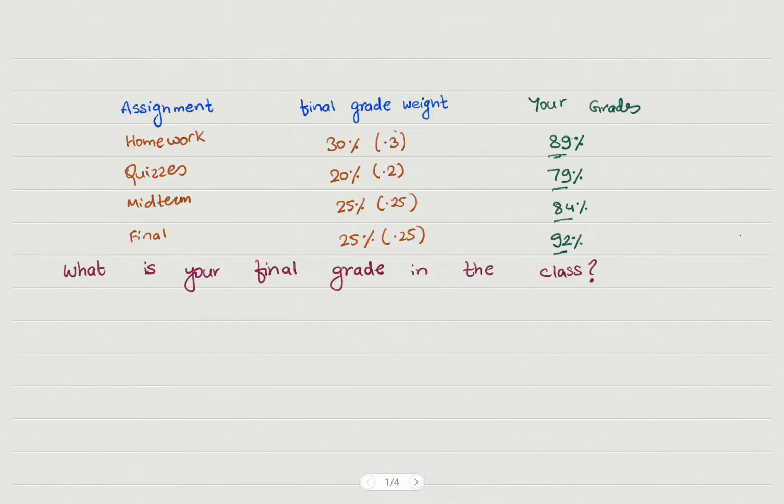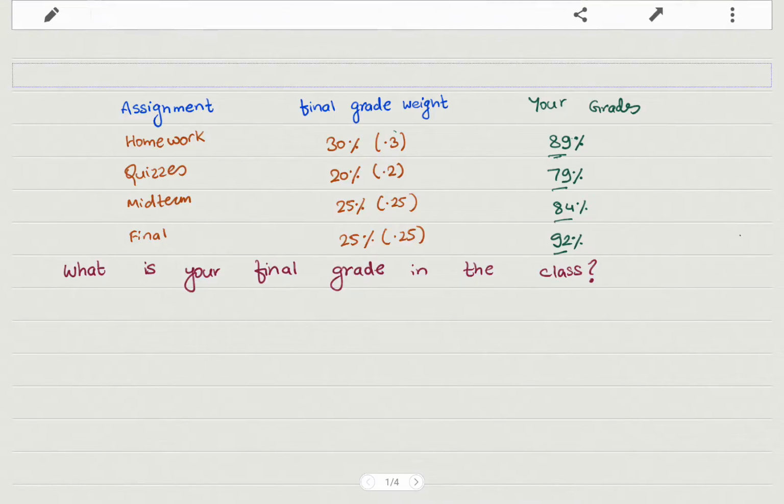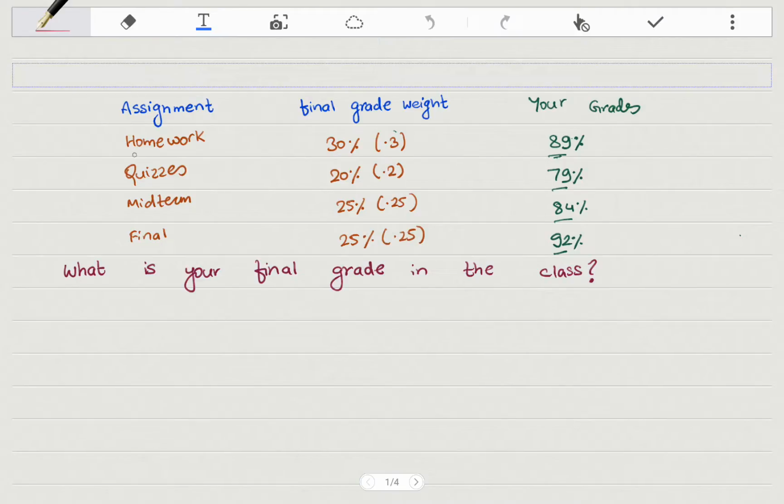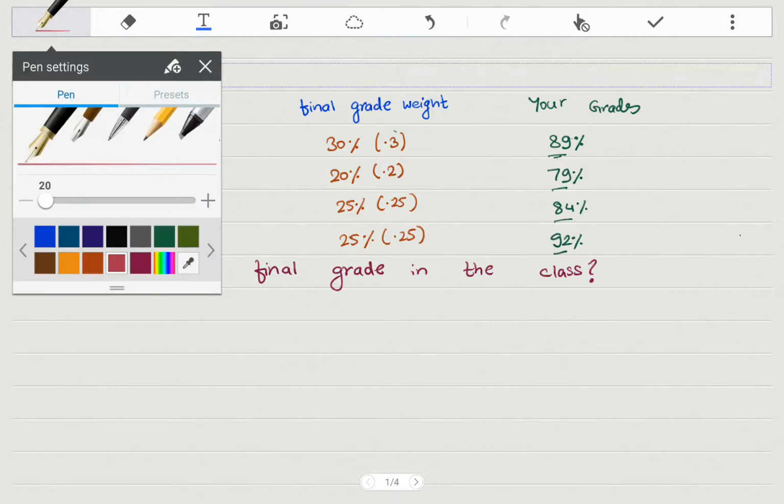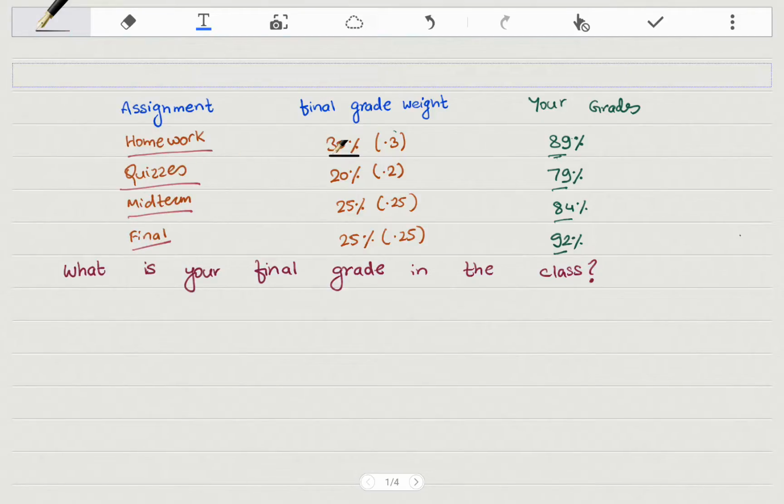You have 4 things that will contribute to your final grade. You have homeworks, quizzes, midterms, and final. And your teacher told you that homework contributes 30% to your grade, quizzes 20%, midterm 25%, and final 25%. I changed this slightly, which you wouldn't see in your syllabus: 30% is 0.3, 20% is 0.2, 25% is 0.25, and 25% is 0.25.